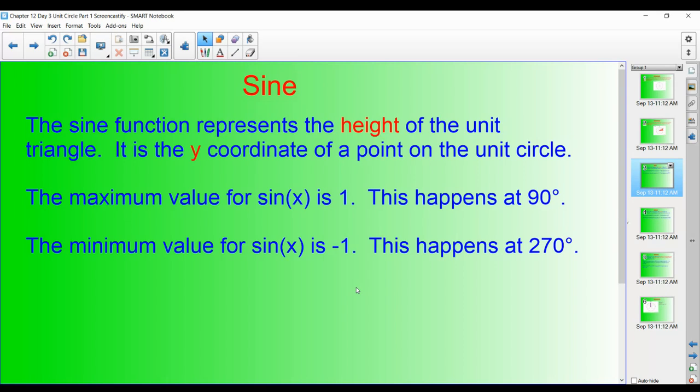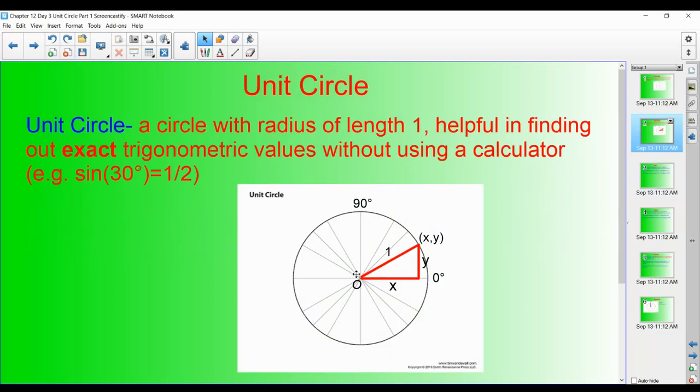Now the maximum value for sine is 1. It's going to be the max height at the circle. It's going to be at 90 degrees. And the lowest height is if we go underground, we go down, we can get down to -1 at 270, which is at the bottom of the circle. So 90 degrees is going to have my highest height, my biggest y coordinate, and this is going to be 1. And at 270, it's going to be -1.